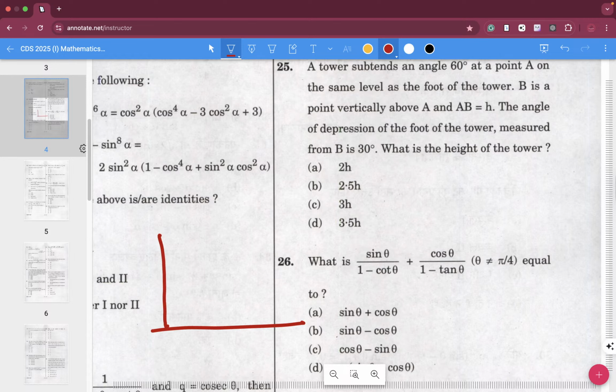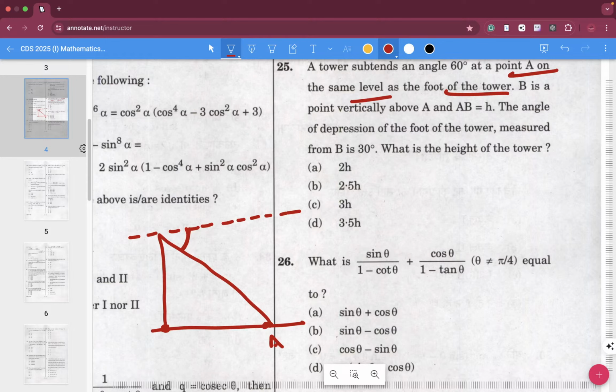A tower subtends 60 degrees at a point A on the same level as the foot of the tower. Let's say this is your A, right? So this is how it joins. But when it says that it subtends 60 degrees, this is with respect to the horizontal, folks. There is definitely one question from here. So it says this angle is 60 degrees, right? So now from the alternate interior angle, this is also 60 degrees, right? Isn't it?